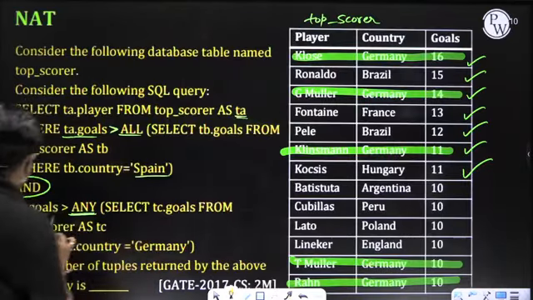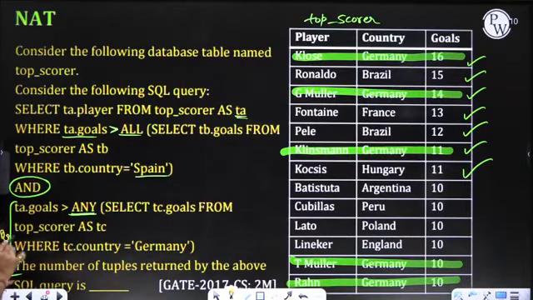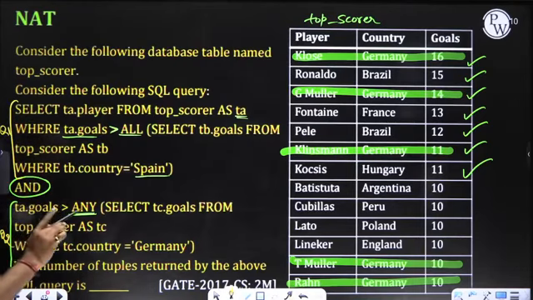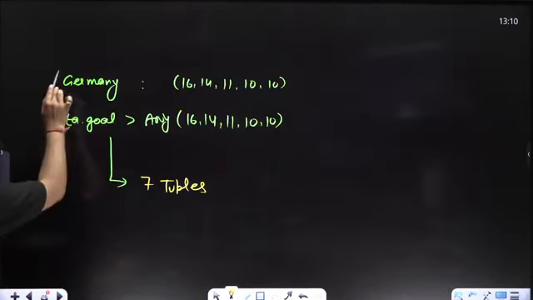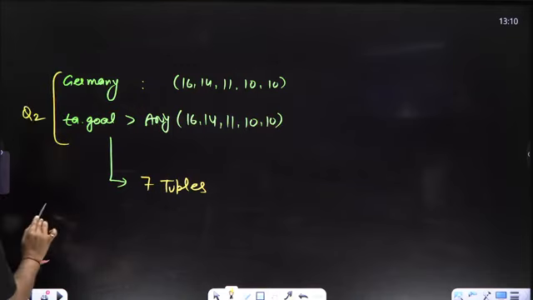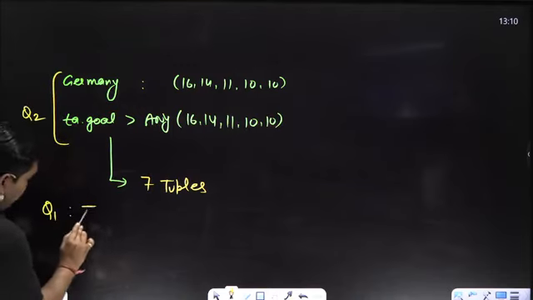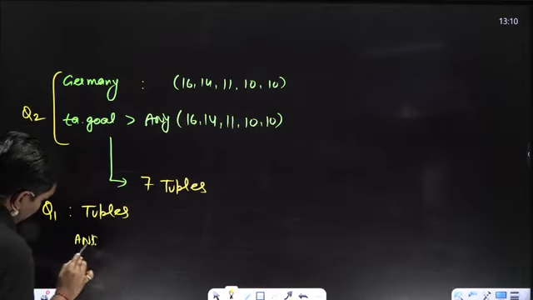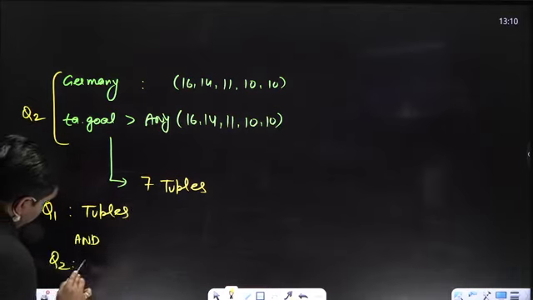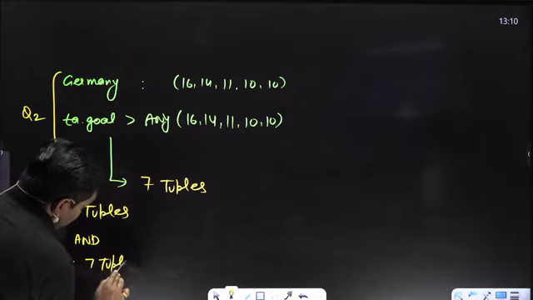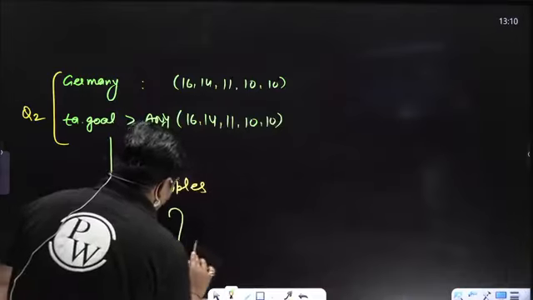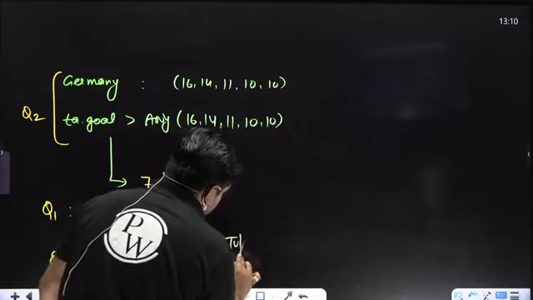I am calling this query as query 2 and the other query as query 1. So when we do the AND of query 1 and query 2, which returns 7 tuples, getting my point? So what output will you get? 7 tuples is the right answer.